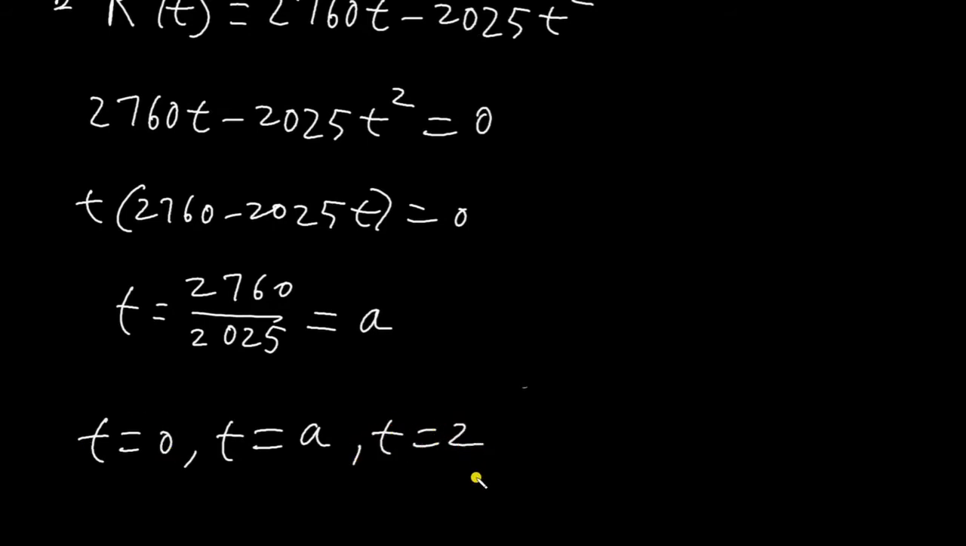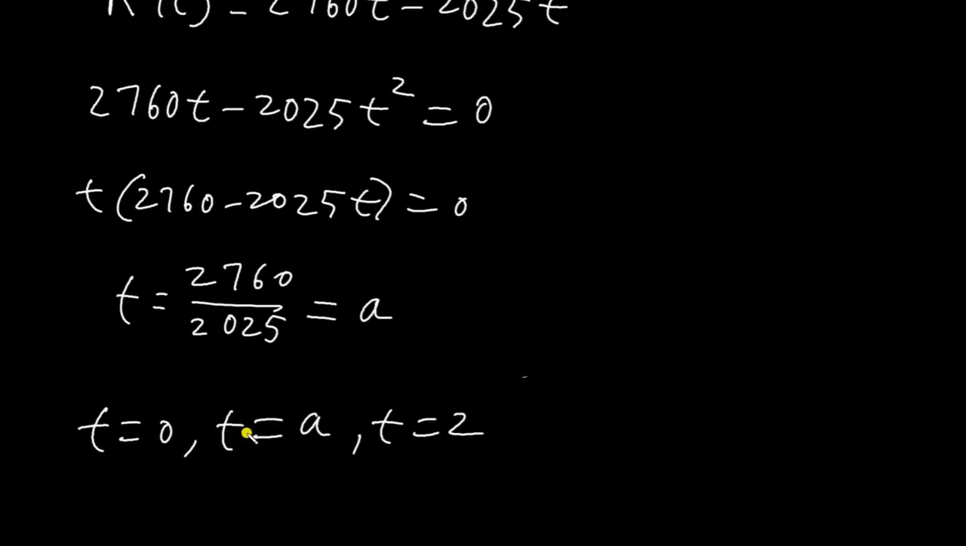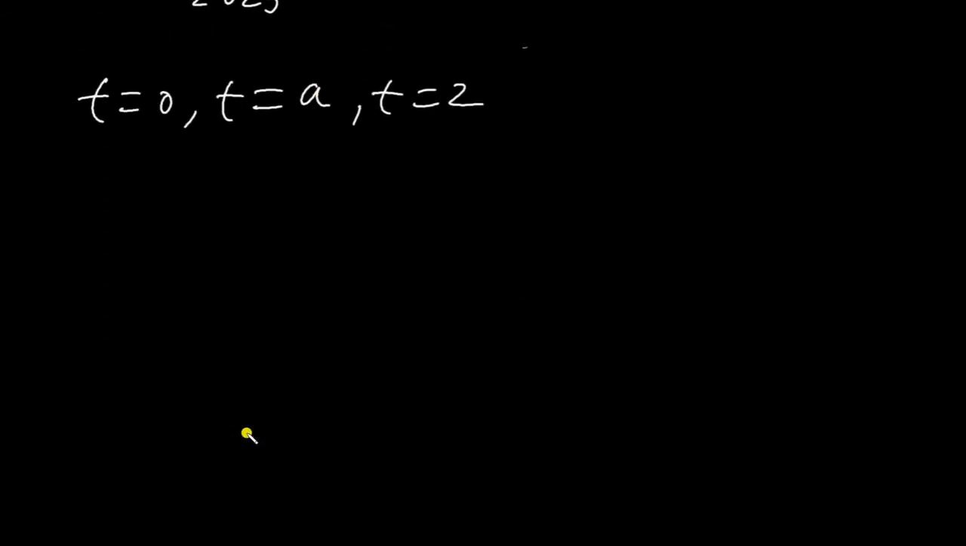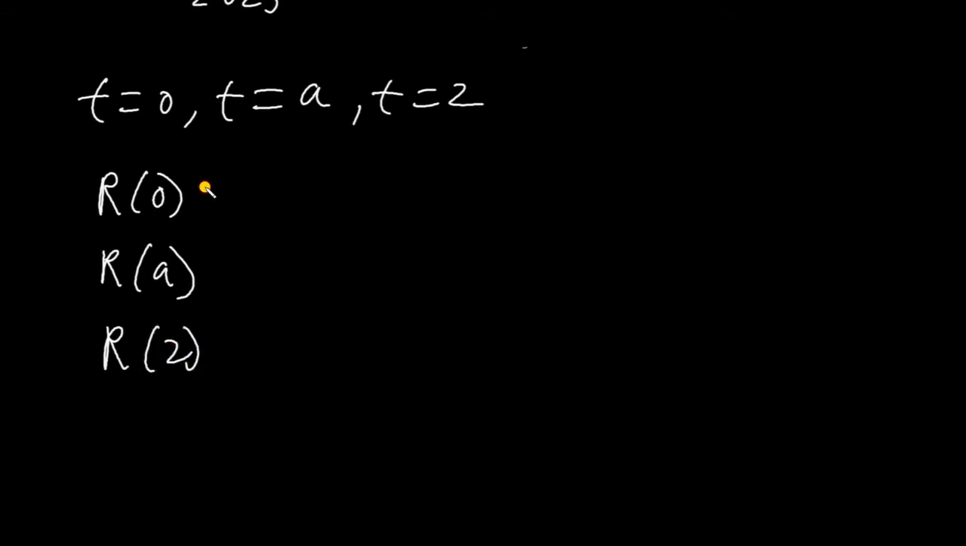Okay, so we have our endpoints and our critical points. One of these three is our maximum. So all we've got to do is find R of 0, R of a, and R of 2 in your calculator, and whichever one is biggest, that's your answer, right? R of 0 is 0, because there's no one when the concert begins. R of 2 is 120, just plug in 2.